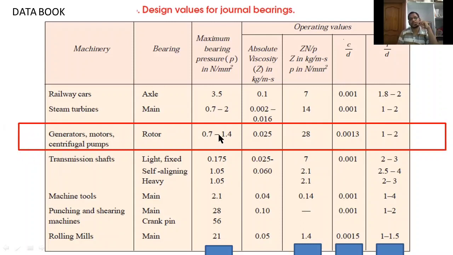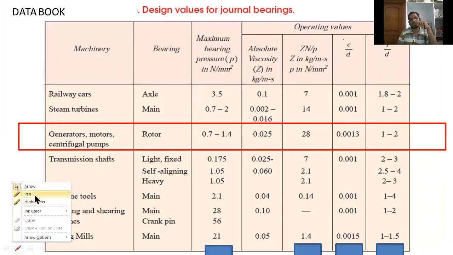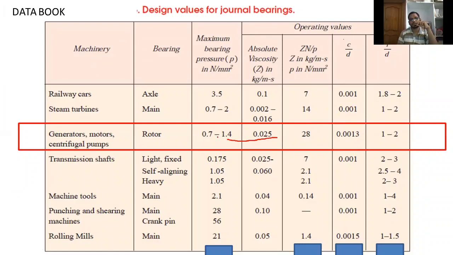Okay, so in this problem you don't have to consider Z value. You have to consider only bearing characteristic number, that is Zn by P. Zn by P equal to 28 and C by D ratio equal to 0.0013 and L by D ratio equal to 1 to 2. Okay, you have to consider these three values.